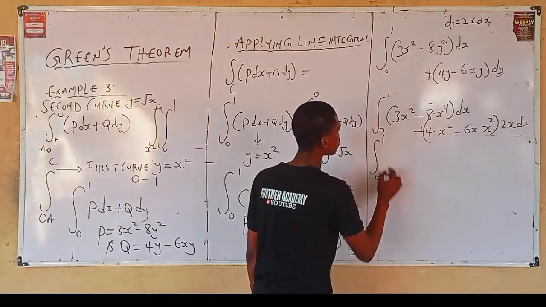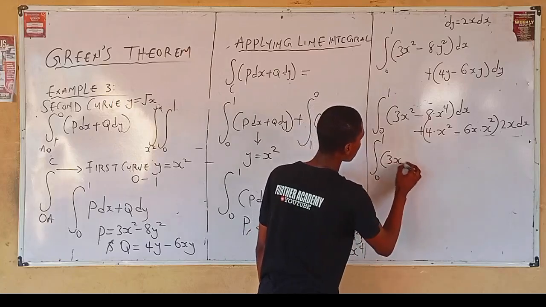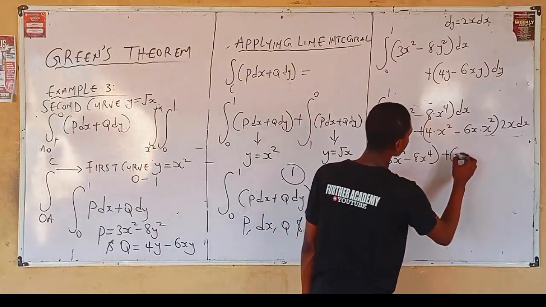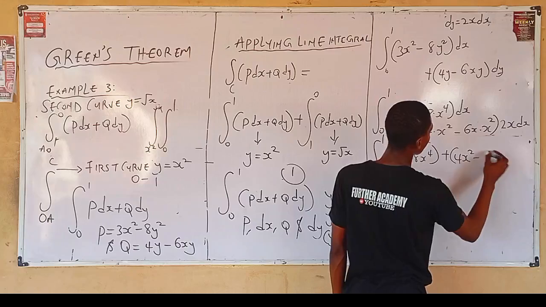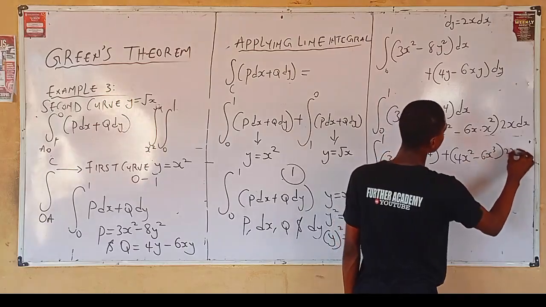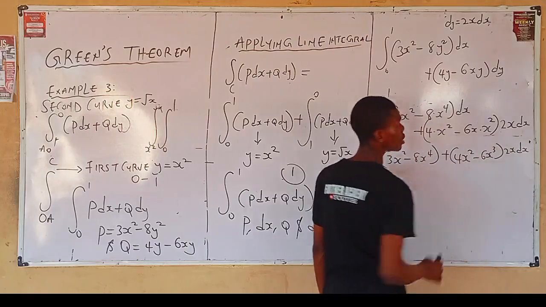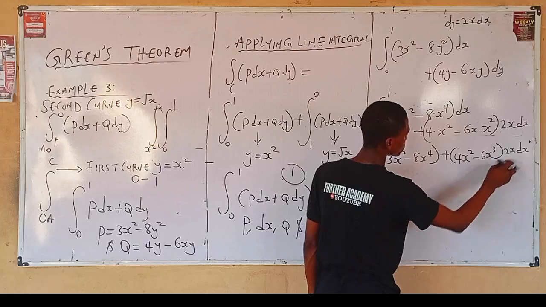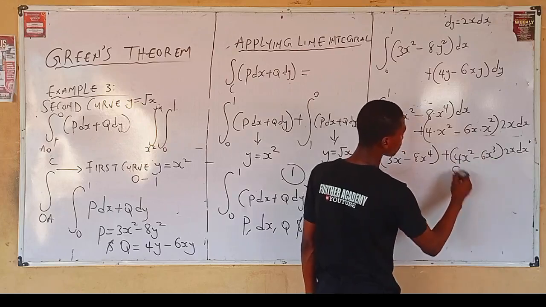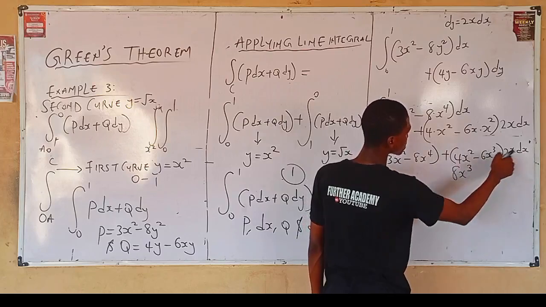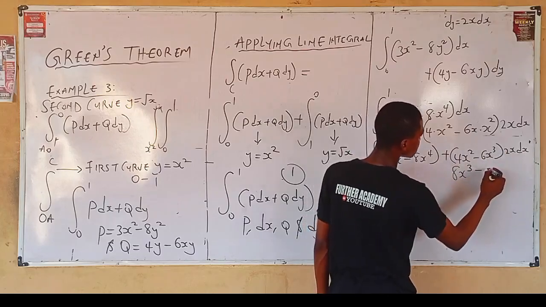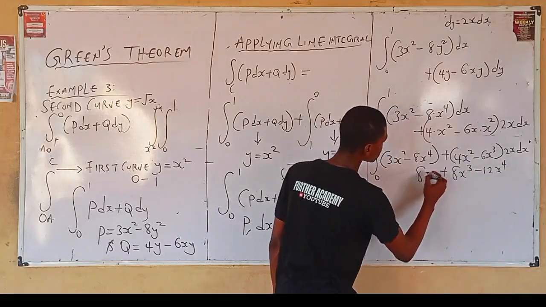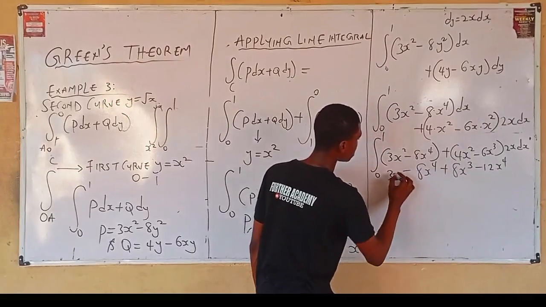Meaning integral 0 to 1 of (3x squared minus 8x raised to power 4) plus (4x squared minus 6x cubed) times 2x dx. Now from here, expand this bracket, multiplying 2x all through. Multiply 2x with 4x squared, you have 8x cubed. Multiply 2x with this, what do you have? Negative 12x raised to power 4, right? Plus 8x raised to power 4 minus 3x squared.